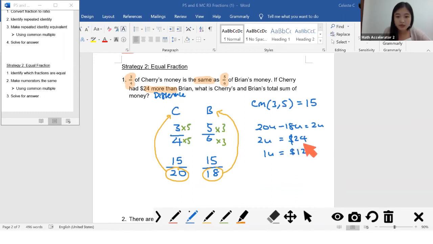Right, but this is not your final answer. What is Cherry's and Brian's total sum of money? You need to find the total. Okay. Yes, Jerry, 20 units plus 18 units. So 38 units is in total, right? You have 1 unit, you can easily find 38 units. So 12 times 38, and you will get, good, 456.